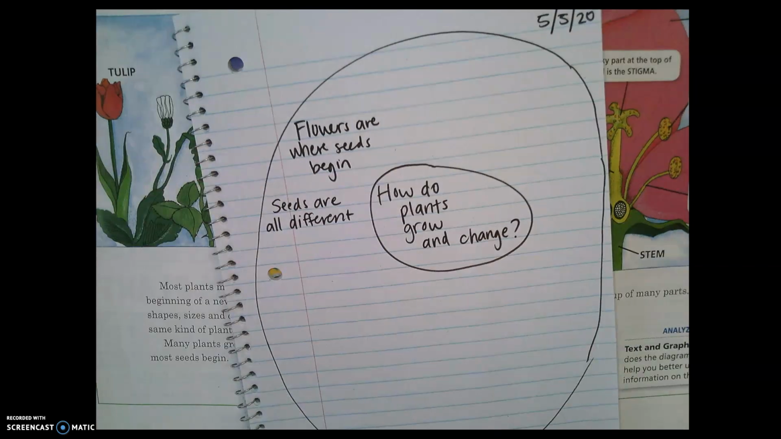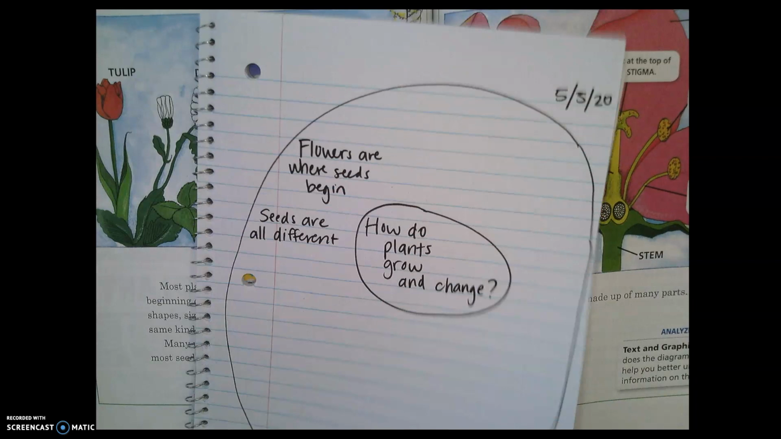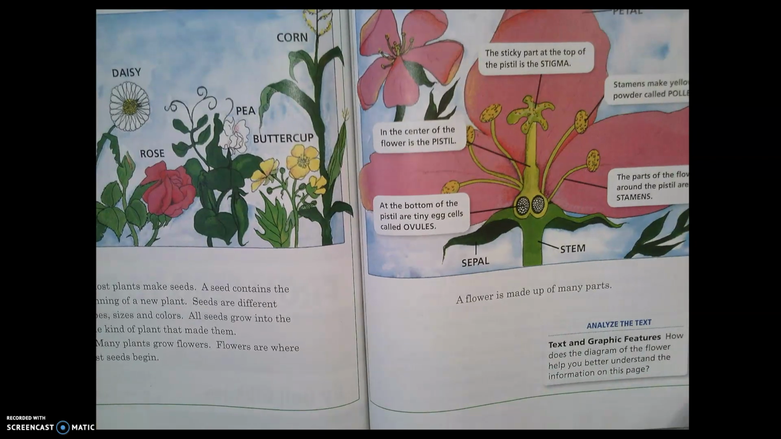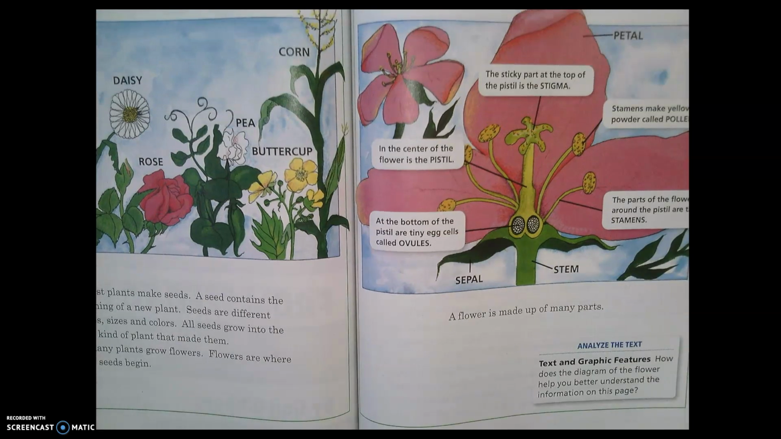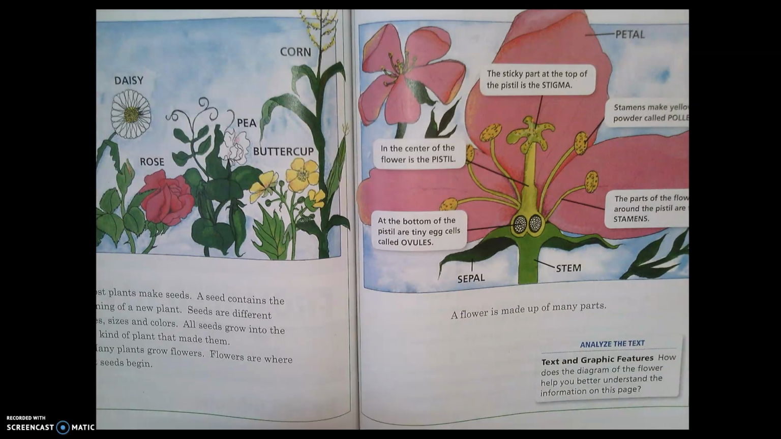So I'm just going to write those two facts. Remember, facts are true pieces of information. All right, let's keep going. A flower is made up of many parts. Now you might notice this is a pretty short page. It's actually a pretty short line or sentence.